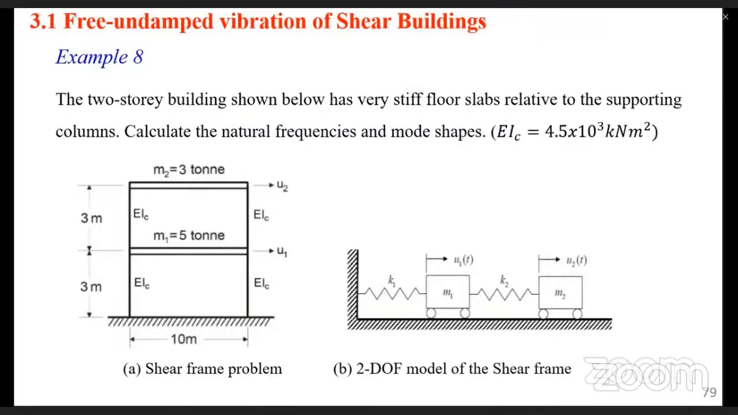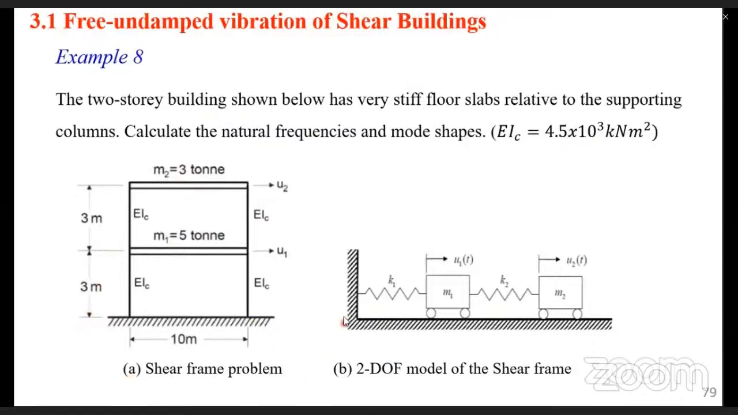You have to calculate the natural frequency and mode shape. You're given the flexural rigidity of the column, Young's modulus multiplied by the moment of inertia. You're already given that. The mass at floor level 1 is 5 tons, the second floor is 3 tons. The height is 3 meters, so it's a typical house.